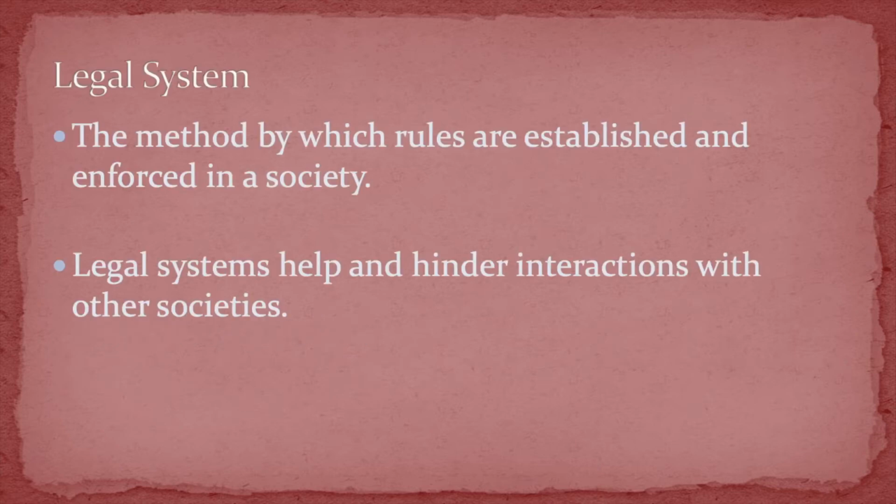Yesterday, we talked about a legal system. We're going to talk about the federal legal system today. I brought the slide back so that you could focus really on that second bullet point, that legal systems help and hinder interactions with other societies. That is really going to be the theme of today's presentation, of times that federal policy is supposed to help, and sometimes federal policy has been created specifically to hinder. And sometimes good intentions just end up with very negative repercussions.